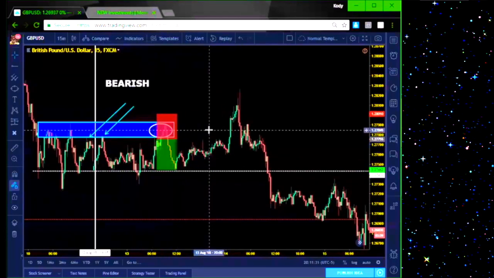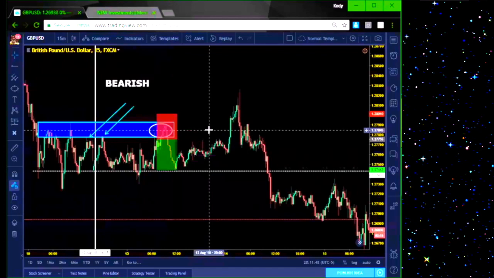If you did not have that support level marked and you weren't targeting it, you may not have gotten a great exit on that. You may have even lost the trade. So that was the first trade opportunity of the week.